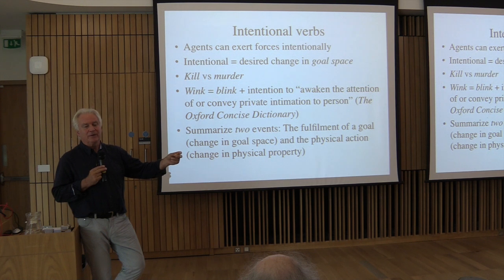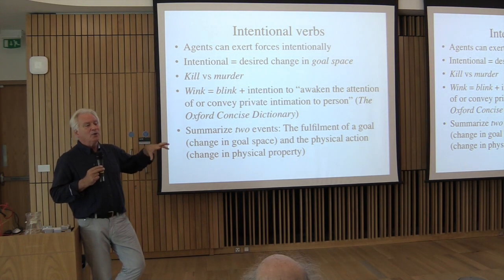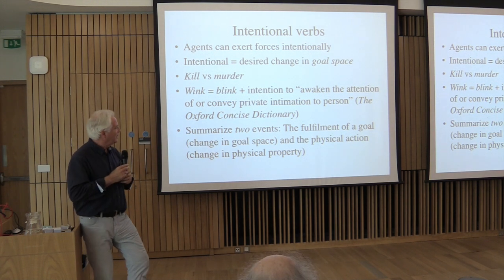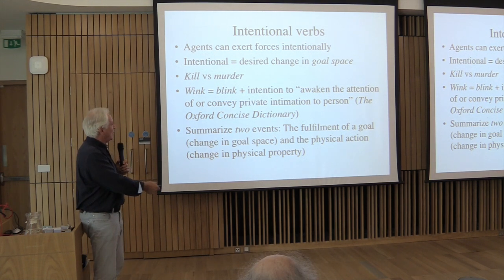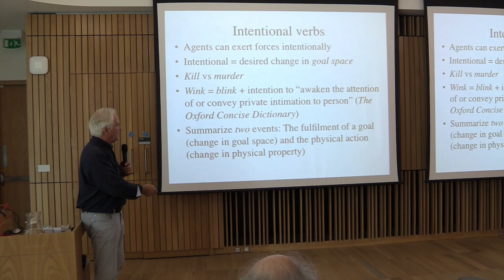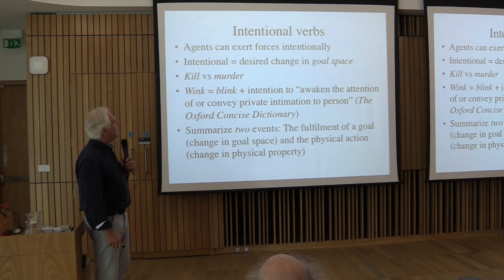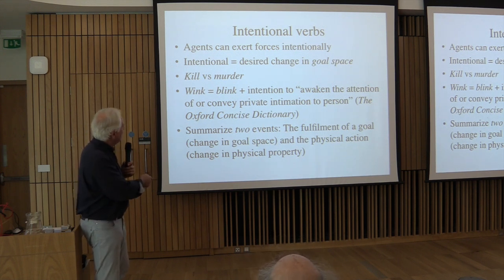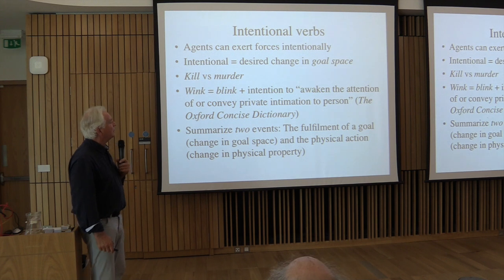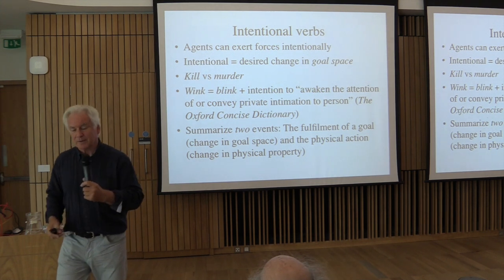One is a physical event of blinking. I mean, you do something. But at the same time, you're fulfilling a goal. So the fulfillment of the goal is a change in goal space, and that is a result. That event, your fulfillment of your goal, is a result. But the physical action is a change in the physical property. That can be either manner or result, depending on the verb. Murder and blink are both changes in physical properties. So intentional verbs are a little bit odd because they involve two events.